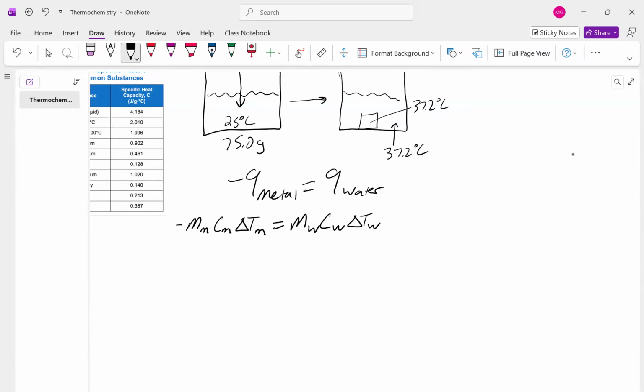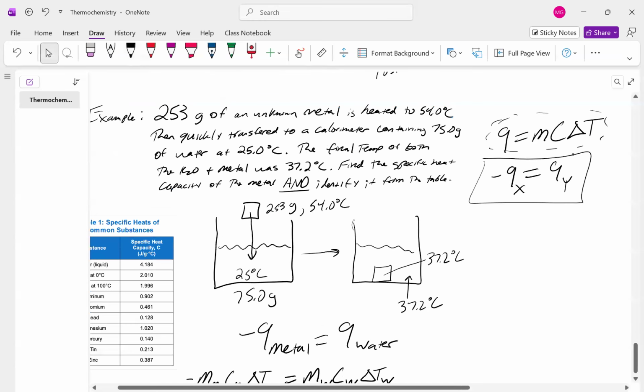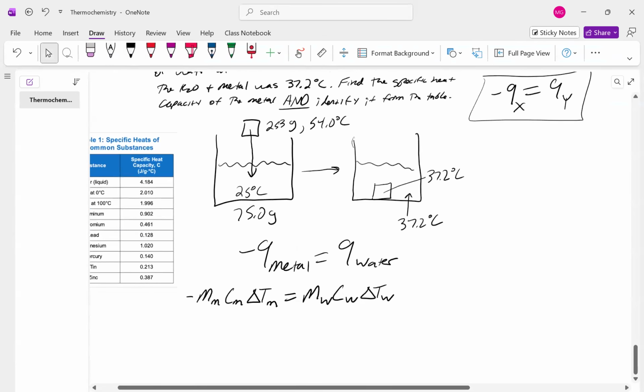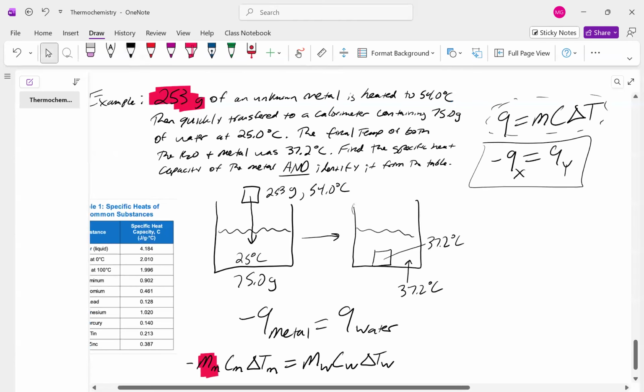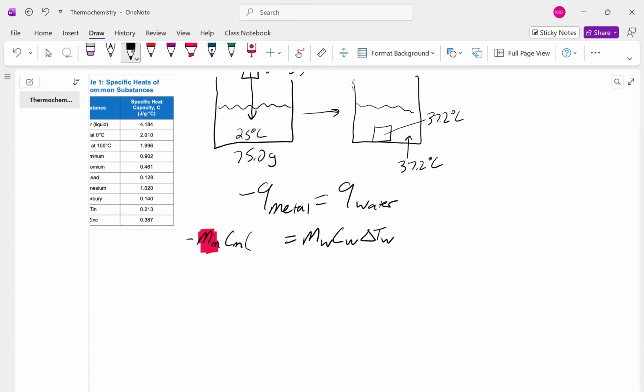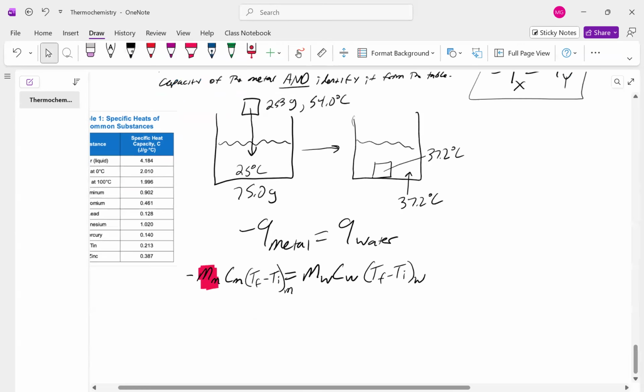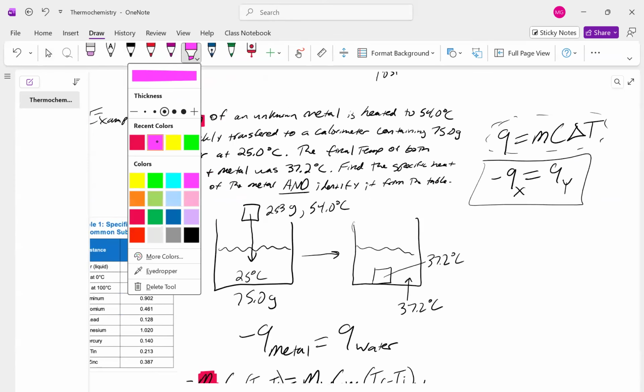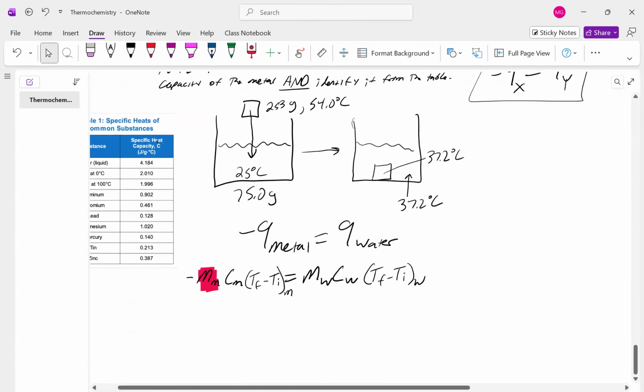Now let's go identify all of those things up in our problem here. Okay, so here we have 253 grams of an unknown metal. Well, that's our mass here. And it was heated to 54 degrees Celsius. So I think what I'm going to do is change these terms here to make it T final minus T initial for the metal. I'll do the same thing for water here, just so we can label every single number. So the metal was heated to 54 degrees. That's its initial temperature.